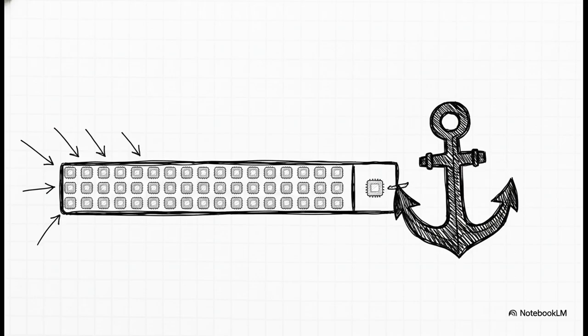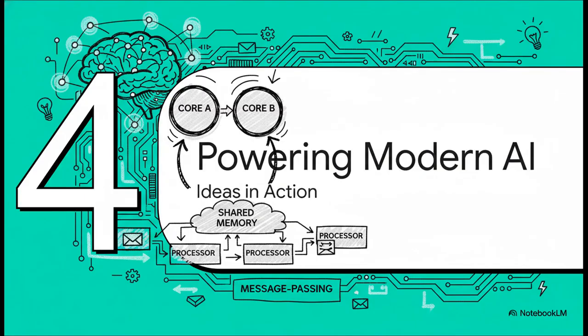So the real takeaway is this. Getting massive performance isn't just about adding more hardware. It's about being really clever in how you write your code to shrink that serial part down to be as small as humanly possible.